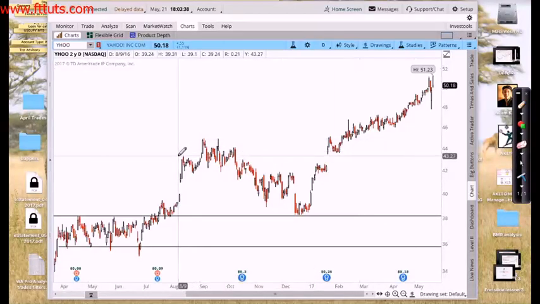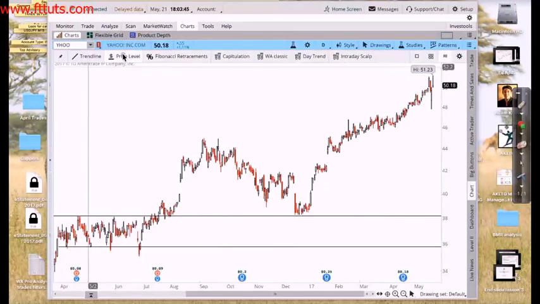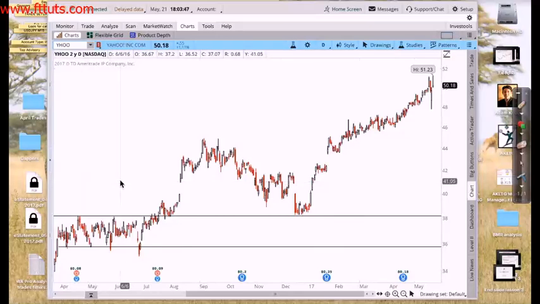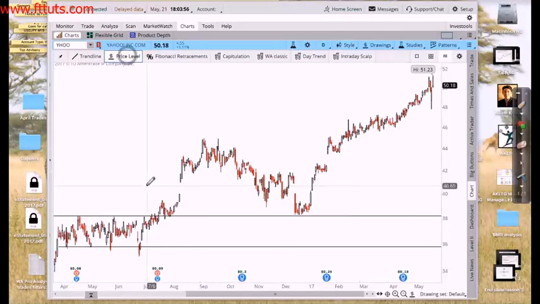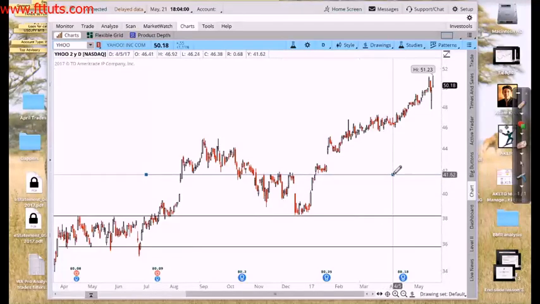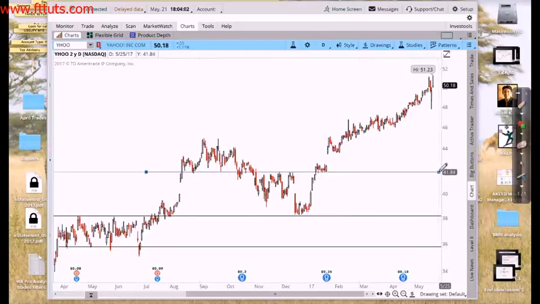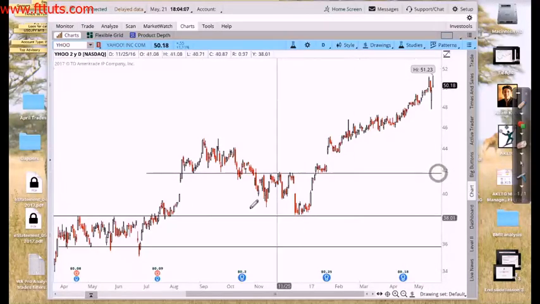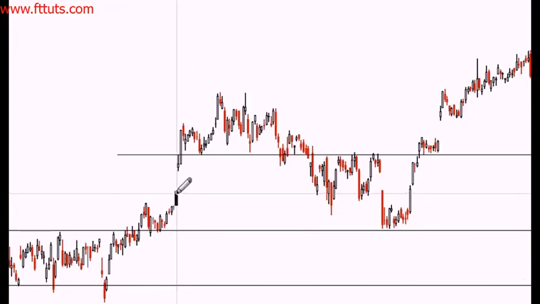Are there any other significant levels I could draw? Well, you can see one over here as well. I'm going to draw my horizontal line. There we are. By the way, this is called a gap.